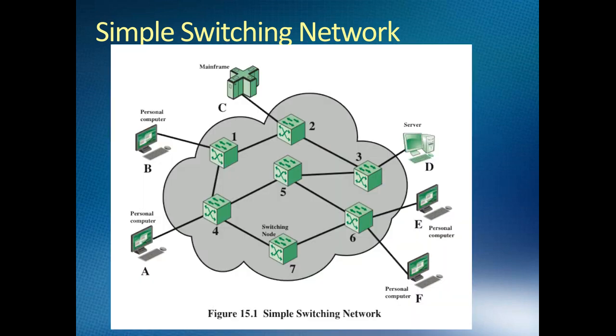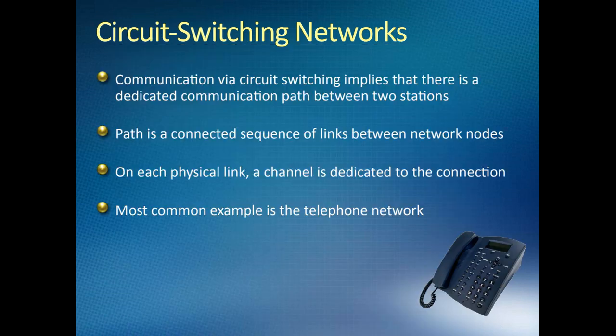This is a switching network. You see they are going through the nodes. These are called switching nodes. That's why we call it a switching network. The first type is the circuit switching network. This is the old one, the first one.